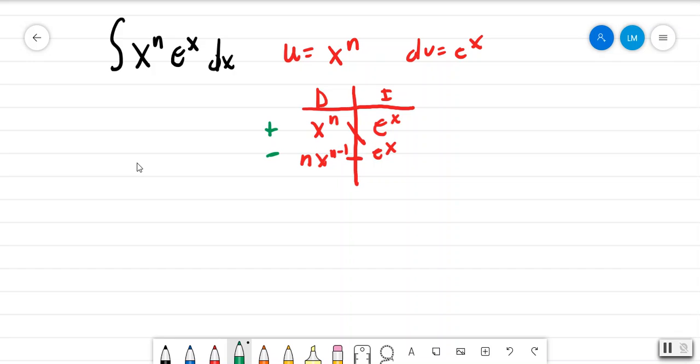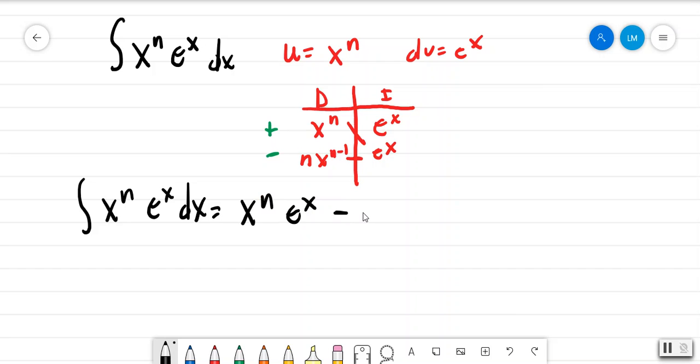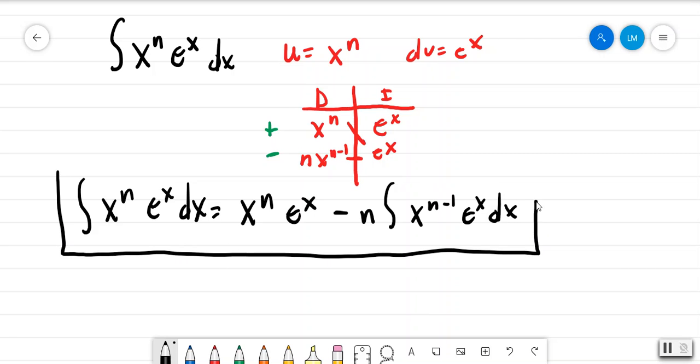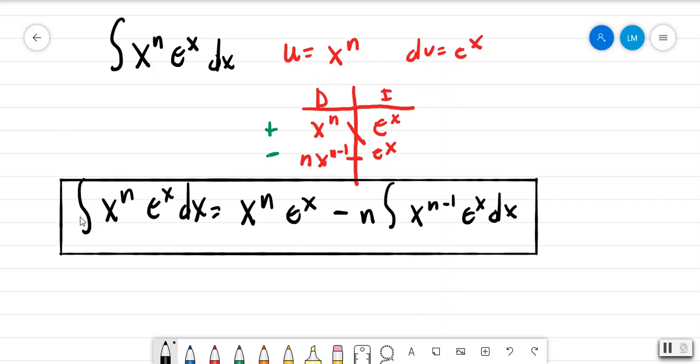So if we try to use the formula, well, we need the formula, right? So the integral of x to the n e to the x dx equals x to the n e to the x minus n times the integral of x to the n minus 1 e to the x dx. Okay, so this is a formula that can be used for any integral of the form x to the n e to the x dx.